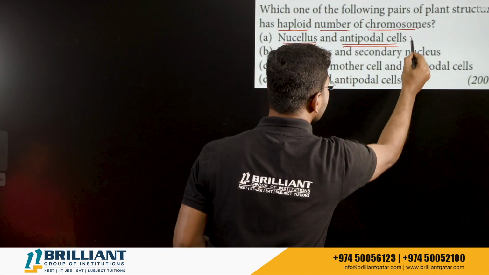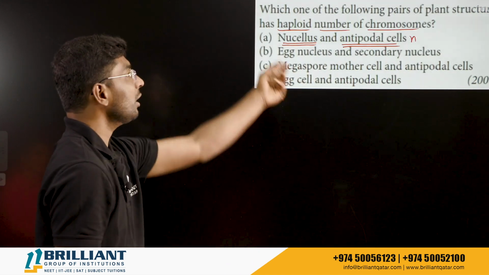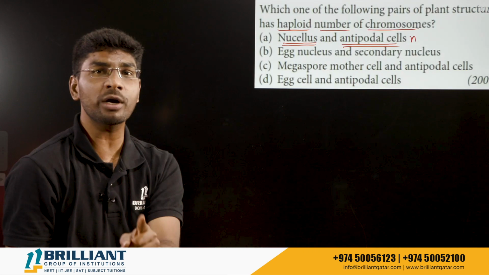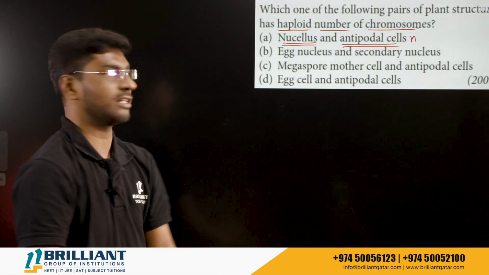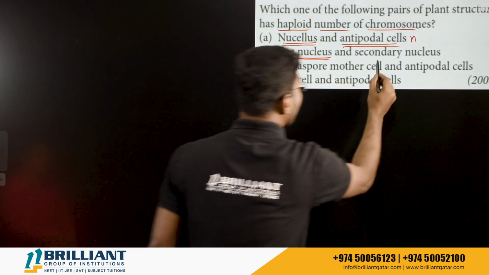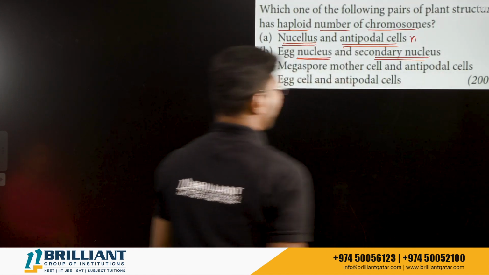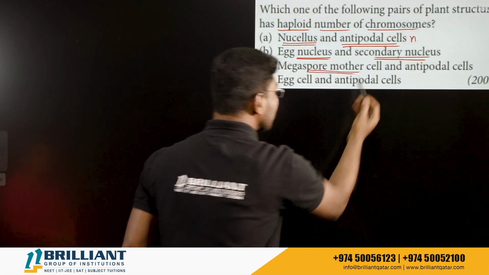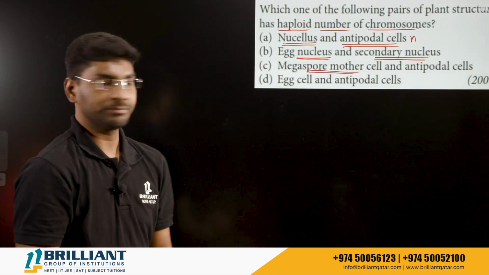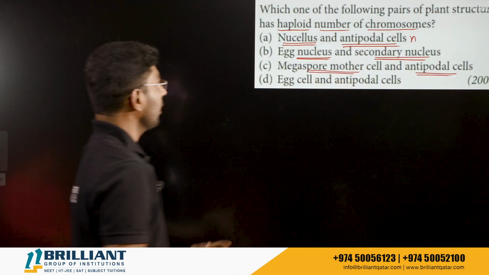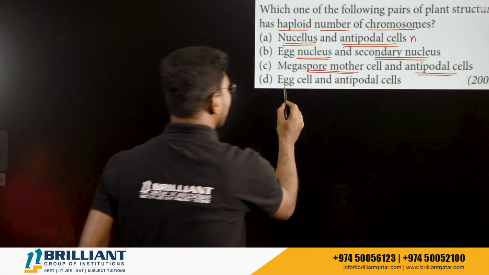Antipodals are haploid. So what is our answer? A is not our answer because the nucellus is diploid. They are asking you to identify only haploid cells. Next, egg nucleus is haploid, secondary nucleus. Next, megaspore mother cells are always diploid. Next, antipodals, haploid.